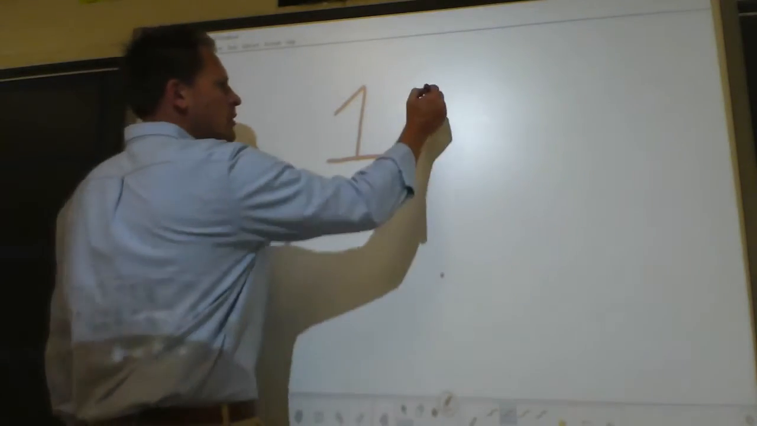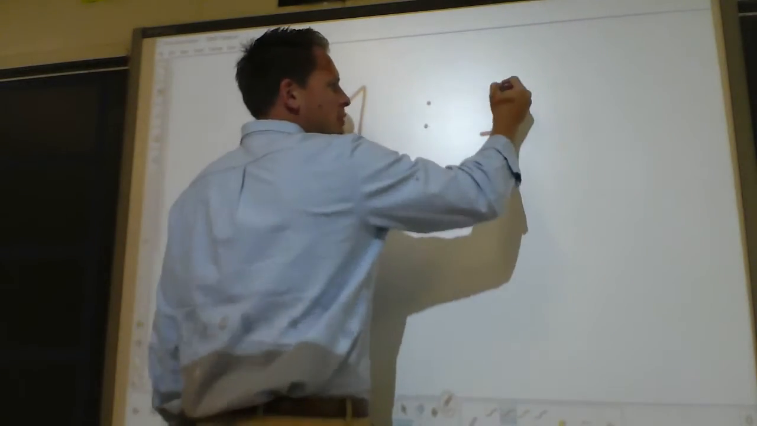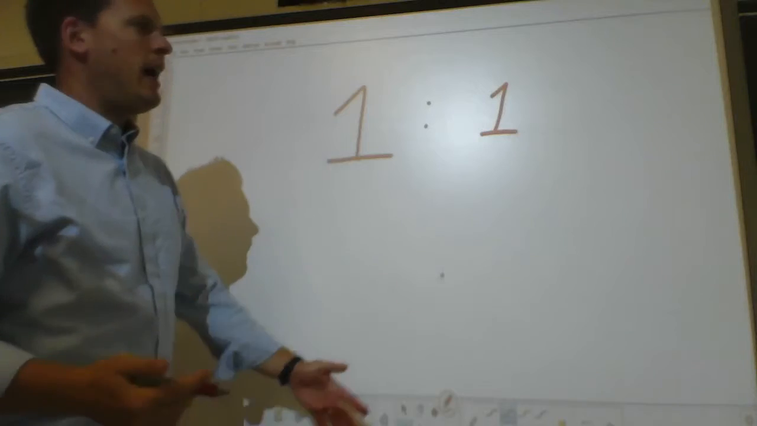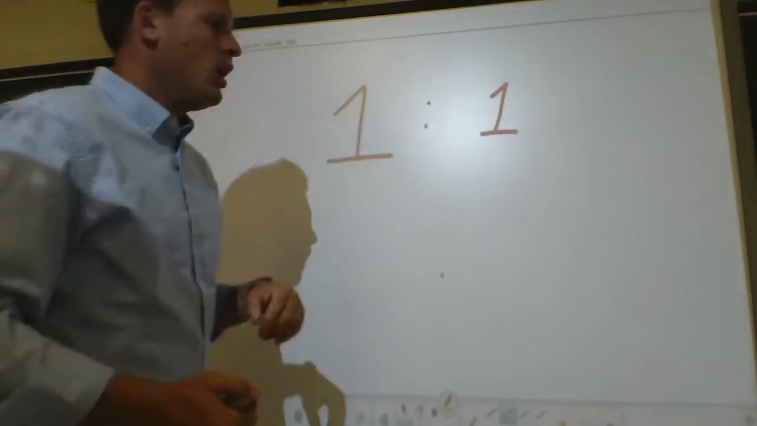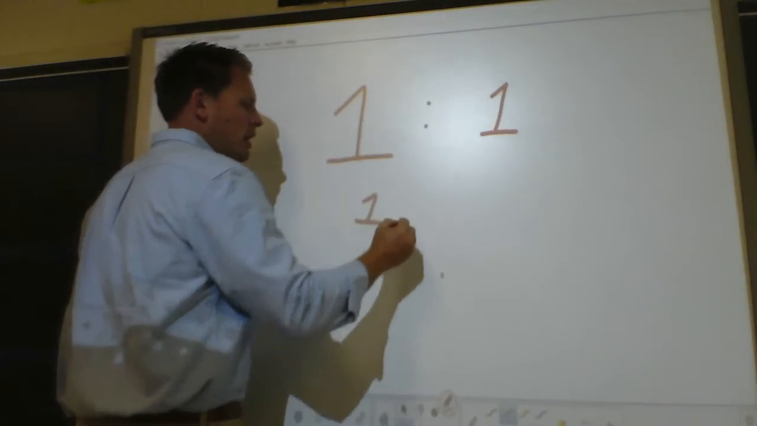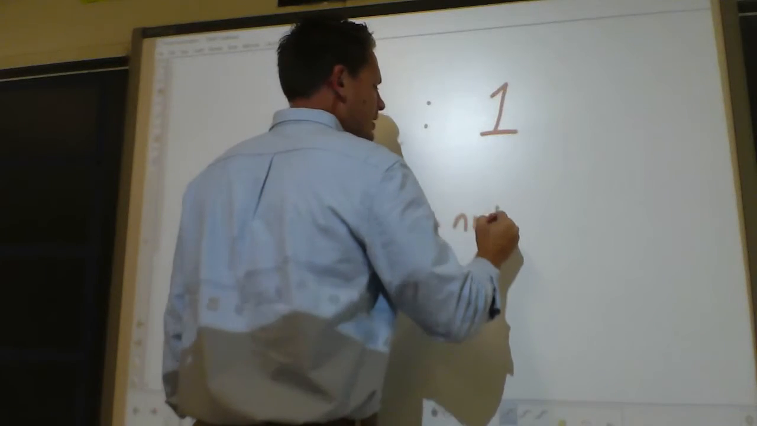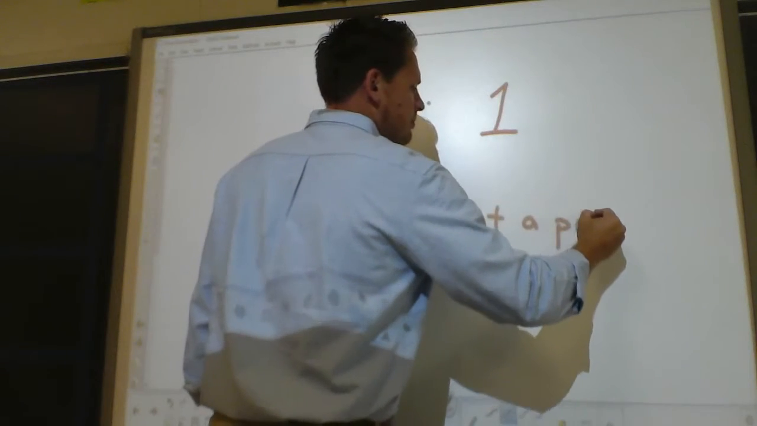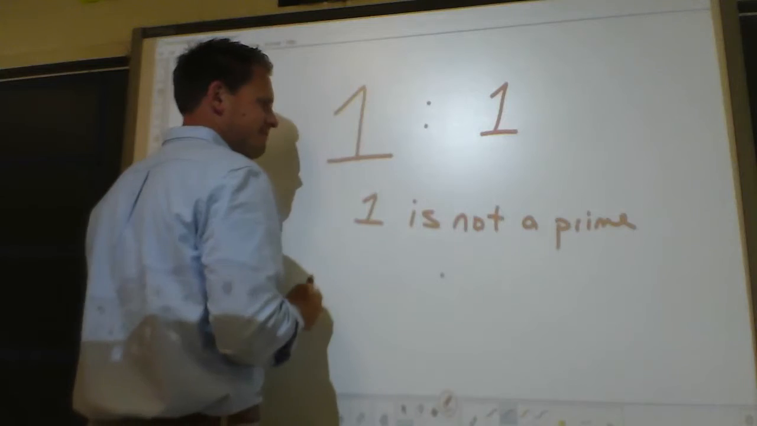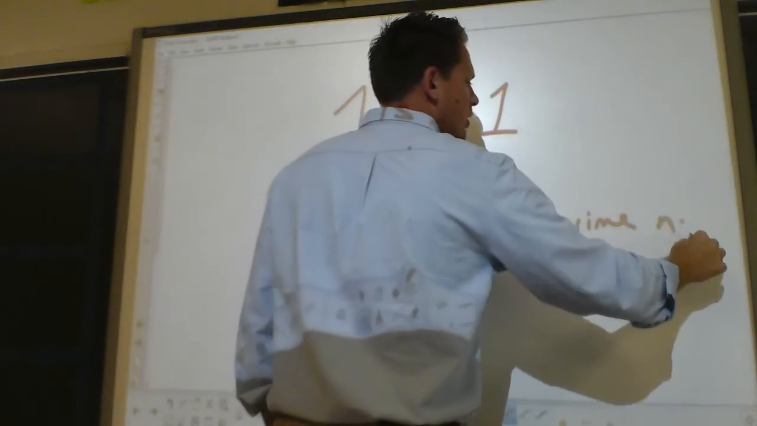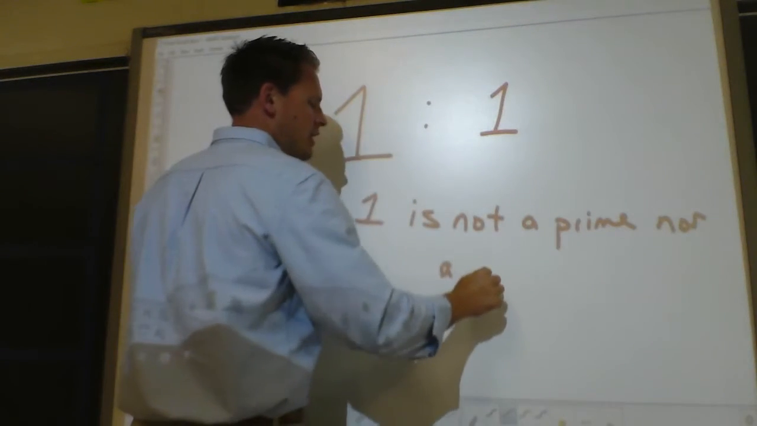Let's do a factor rainbow. 1 times 1. Do we write it again? How many factors does 1 have? It has 1. 1 is not a prime number, nor a composite number.